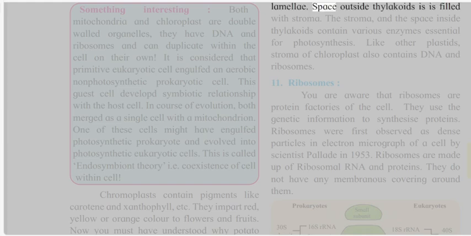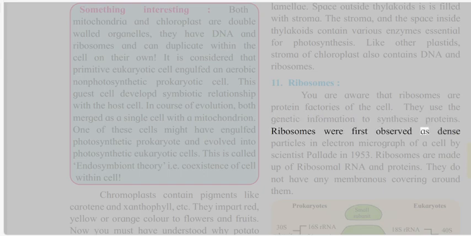Lamellae. The space outside the thylakoids is filled with stroma. The stroma and the space inside the thylakoids contain various enzymes essential for photosynthesis. Like other plastids, the stroma of the chloroplast also contains DNA and ribosomes. 11. Ribosomes. You are aware that ribosomes are the protein factories of the cell. They use the genetic information to synthesize proteins.